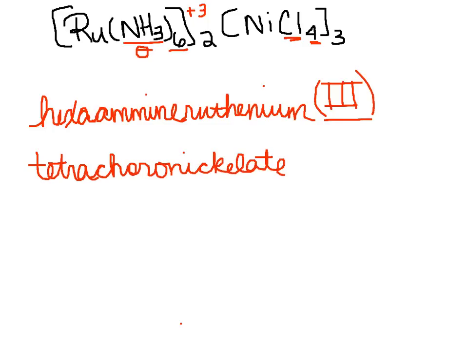And now I need to give the charge for nickel. Chlorine's charge is -1, and I have 4 of them, so I have a -4 charge. The overall charge on this ion here has got to be a -2. So if the overall charge is -2, what did the nickel have to be? What plus -4 equals -2? Well, that's +2. So nickel had to be a +2, so I'm going to go ahead and indicate that down here. Hexaamine ruthenium(III) tetrachloronickelate(II). That's the name of this formula.